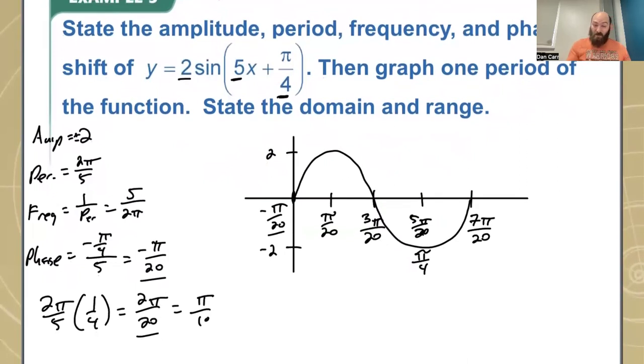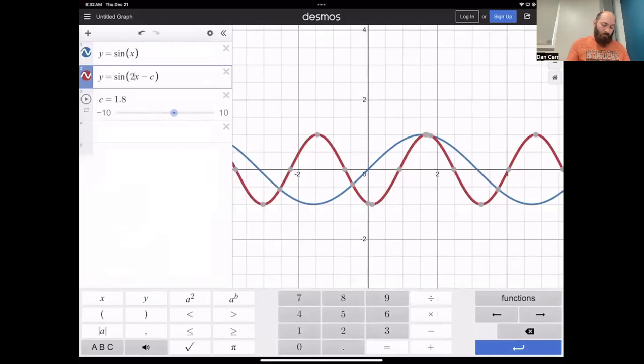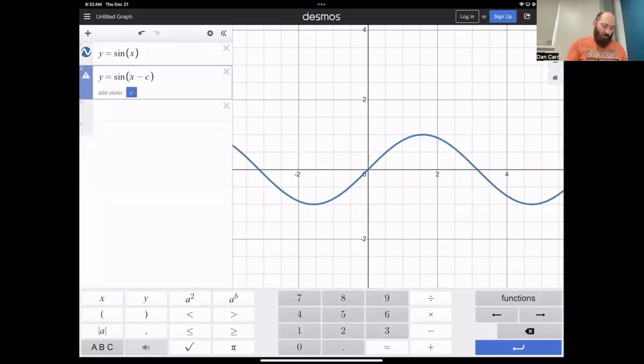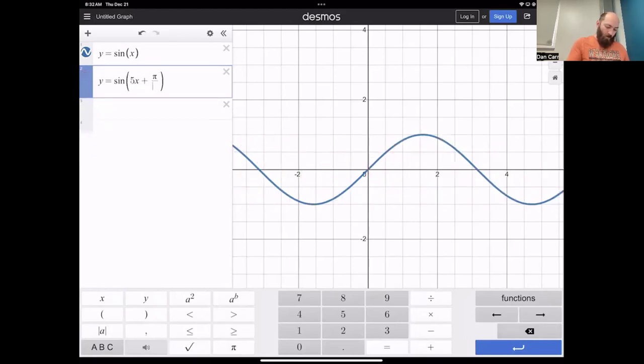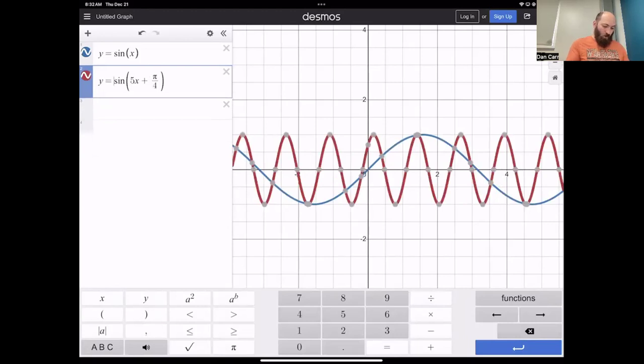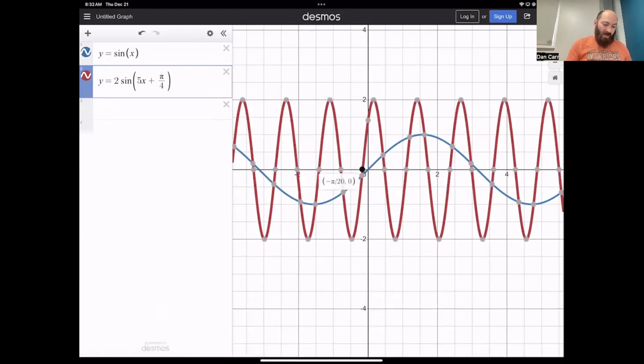I'm going to help confirm that using Desmos here. Again, we have a 5 here, and then that was plus pi over 4, and that was a 2 in front. We can see how there's a change. We've got that stretching out because of that amplitude there. Right here is my negative pi over 20. Those 4 more characteristics I've got were pi over 20, 3 pi over 20, pi over 4, which is 5 pi over 20, and then one complete period is right there at 7 pi over 20. So that's what we're seeing here on that one.